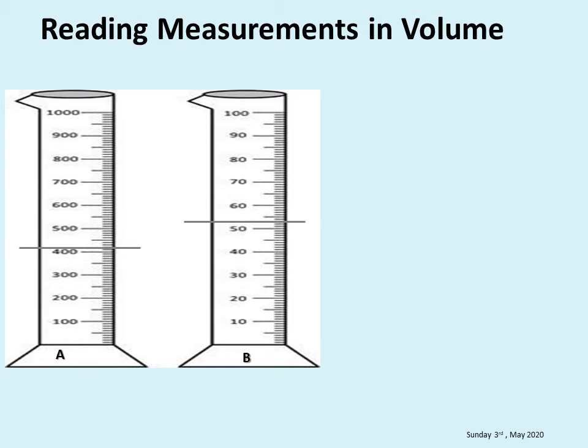Welcome again to the third and final part of our lesson today. Now here we're going to see how we're reading volumes. We have two tubes here, tube A and tube B. Tube A is measuring in milliliters, while tube B measures in liters.